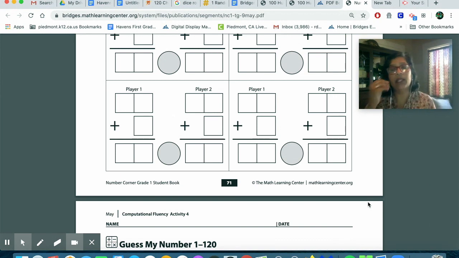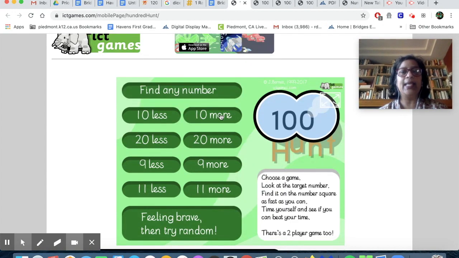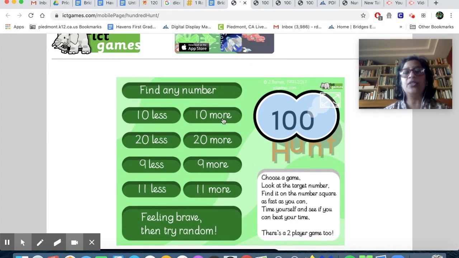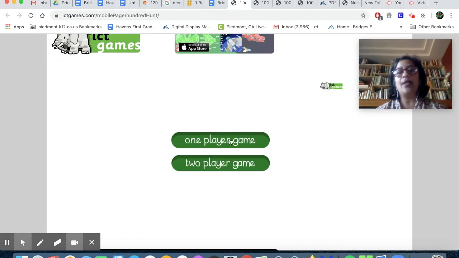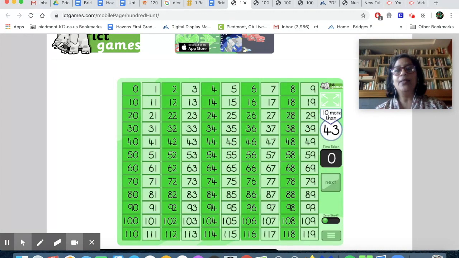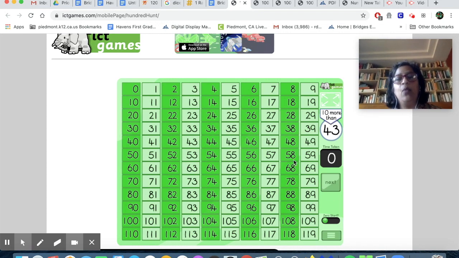You have 2 games to play today. Once you get really good at adding tens, you can go ahead and try this game. If you want to try 10 more, you can click that, 10 less, 20 more, 20 less. Okay, I'm going to start with 10 more. So I'm going to click that. Since I'm the only player, I'm going to click 1 player game. The only thing I'm figuring out is 10 more than any number. And once I figure it out, I'm going to click that number and then I'm going to press next.